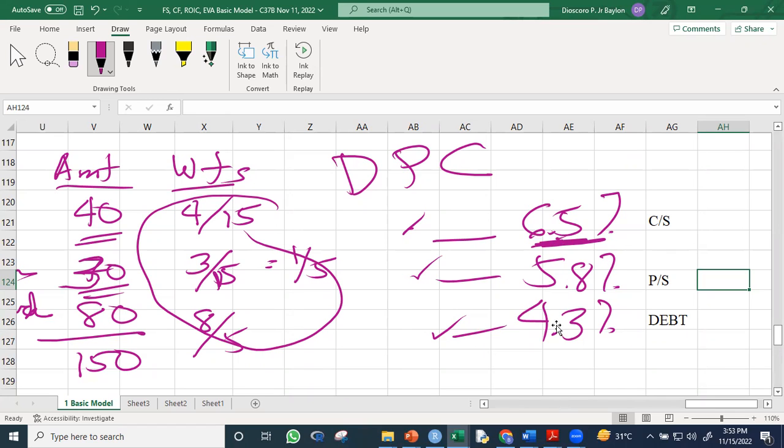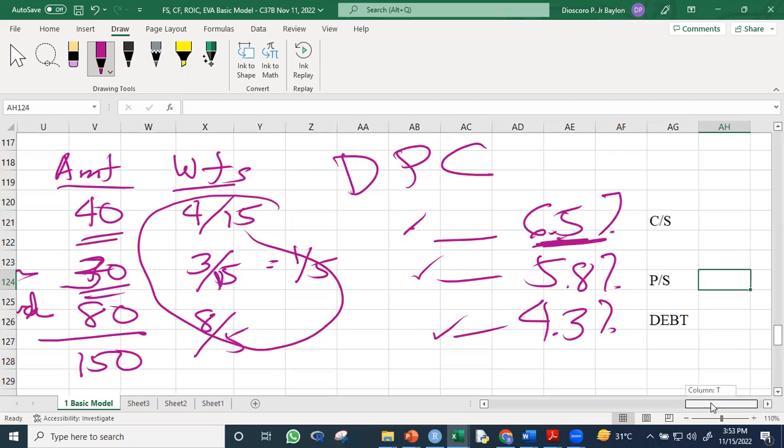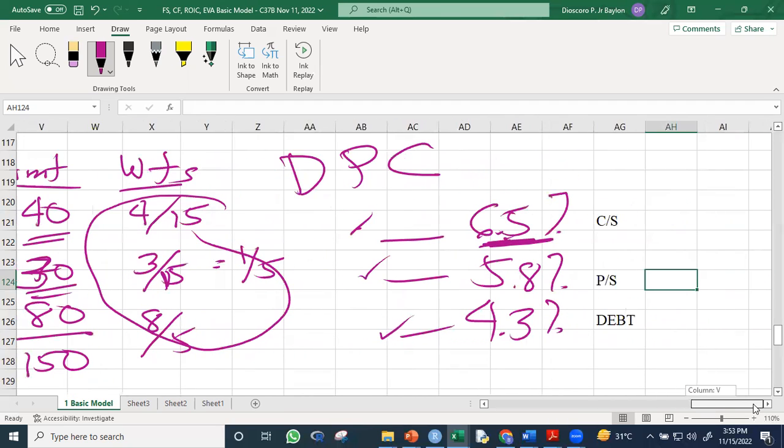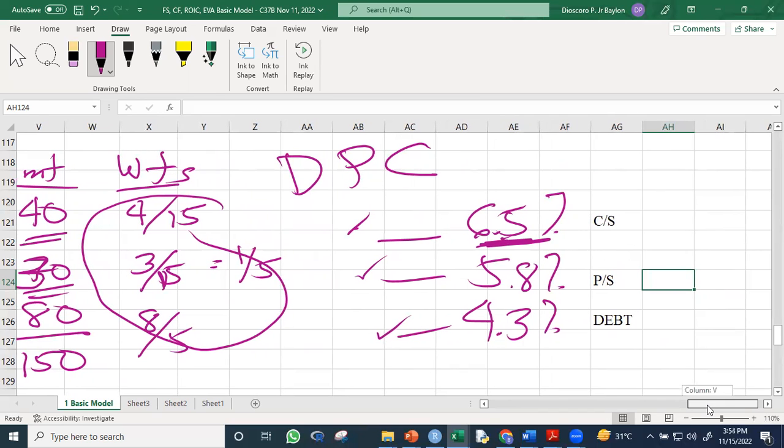But the first ones to be paid are the debt, the creditors, and then the preferred shareholders, and the last one, common shareholders. That's consistent with the principle of risk and return. Mas mataas yung risk ni common stock, kasi sabi ko nga, in the event of liquidation, pwedeng hindi pa nila ma-recover yung amount nila. That's why the required return should be higher.